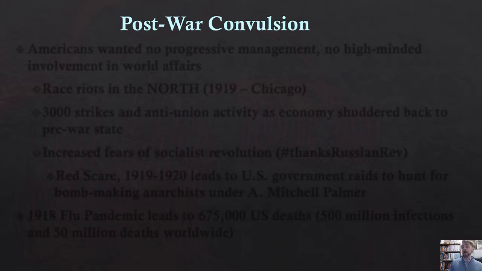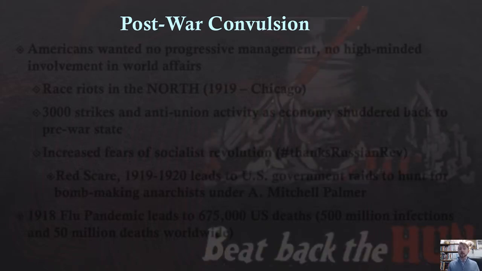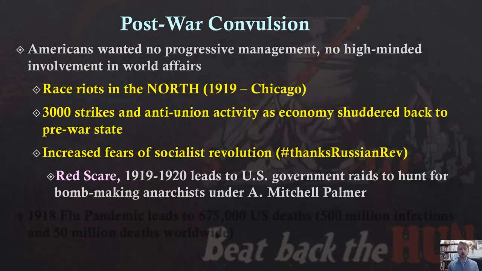The post-war period is a particularly tumultuous time period. Why is it tumultuous? It's a war that has just happened. And Americans are tired of war. They're tired of progressives. They're tired of the life that they've been living since April of 1917 to 1918. It was really a short war compared to what the Europeans experienced. And so Americans end the war with this desire of, we don't want any more progressive management. We don't want any more involvement in world affairs. We just want to return to normal.